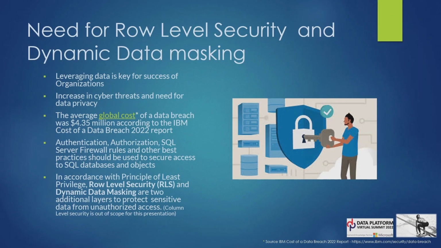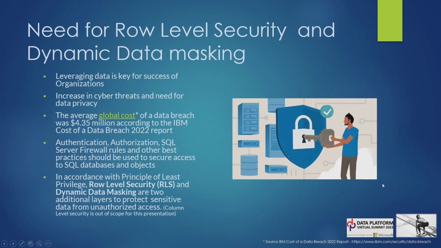What is the need for row-level security and dynamic data masking? In today's organizations, leveraging data is key for operational efficiency and competitive advantage. However, there is also a heightened risk nowadays of the same data falling into the wrong hands through unauthorized access. According to the IBM Cost of a Data Breach 2022 report, the cost of a data breach averaged $4.35 million in 2022. I have put a link for the source of this particular report in my PowerPoint, and you should be able to view it.